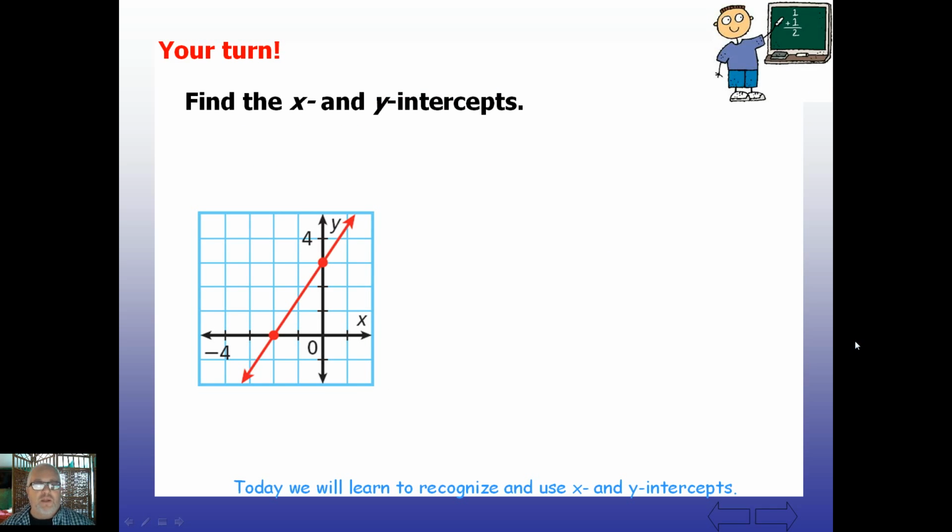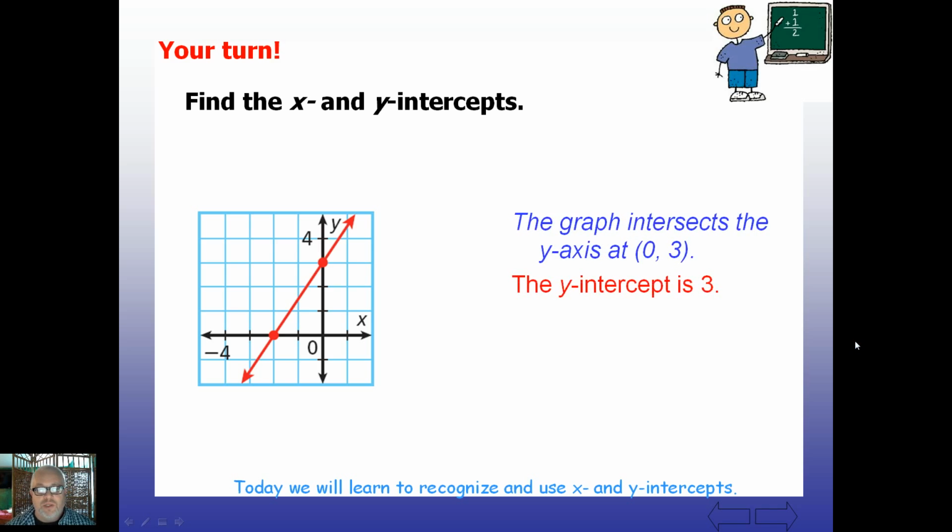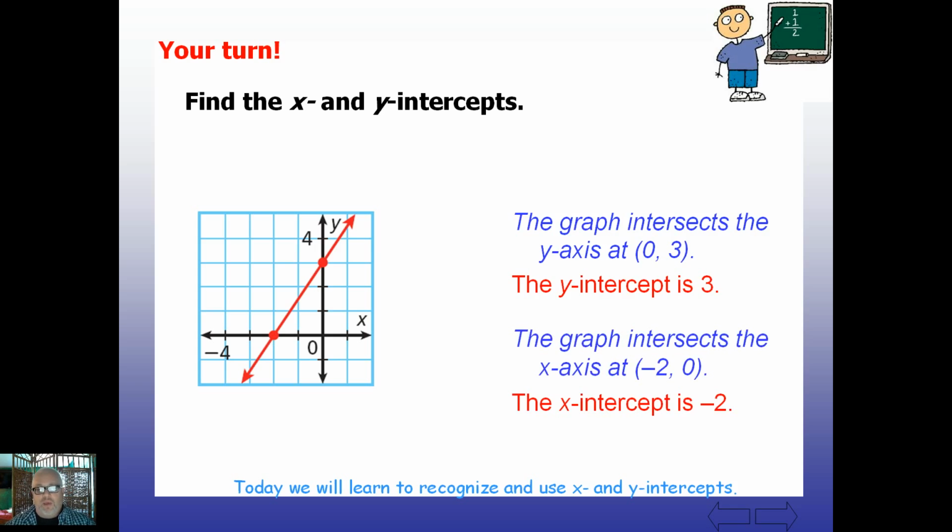Alright, your turn. Take a look at this. Tell me what the x and y intercepts are. What do you think? I'm thinking y-intercept is 3. Did you get that? And what about your x-intercept? Where's it cross the x-axis? Looks like it's going to cross right here at -2. Is that agreed? So I got y-intercept of 3, x-intercept of -2.